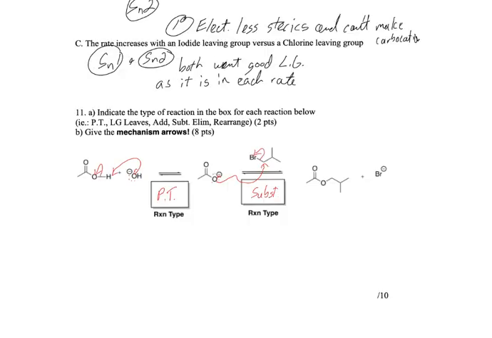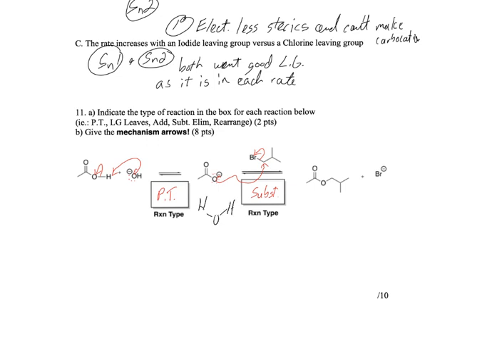All right, so number 11, type of reaction in the box. Proton transfer, leaving group leaves, addition, substitution, elimination, rearrangement. So those are, I give you all the possibilities. Give the mechanism arrows. So here, again, you see OH minus. If you look at what happened here, I should have drawn in water. There should be a water here, but you could probably figure out where it went.